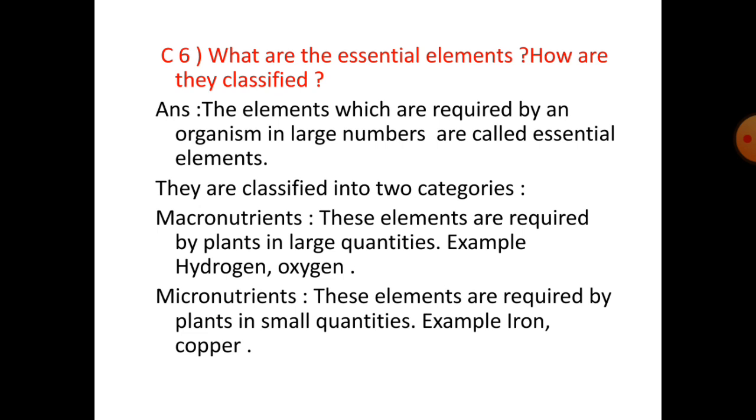Number 6. What are essential elements? How are they classified? The elements which are required by an organism in large numbers are called essential elements. They are classified in two categories: macronutrients. These elements are required by plants in large quantities, example hydrogen, oxygen. Micronutrients. These elements are required by plants in small quantities, example iron and copper.